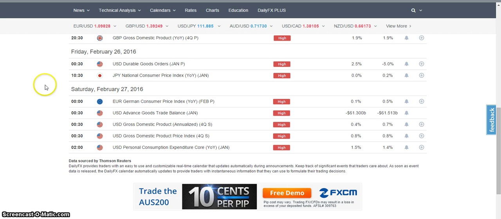And later through the rest of the week, we've got USD durable goods numbers coming out, as well as the yen consumer price index numbers. So they're predicting a lower number, 0.2 dropping down to 0. So let's see what those numbers come out at.